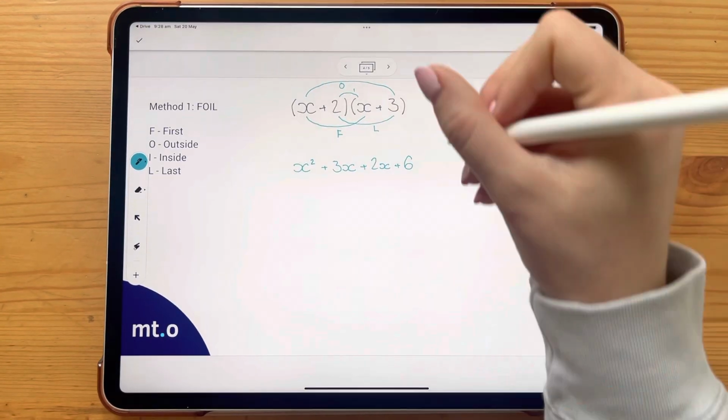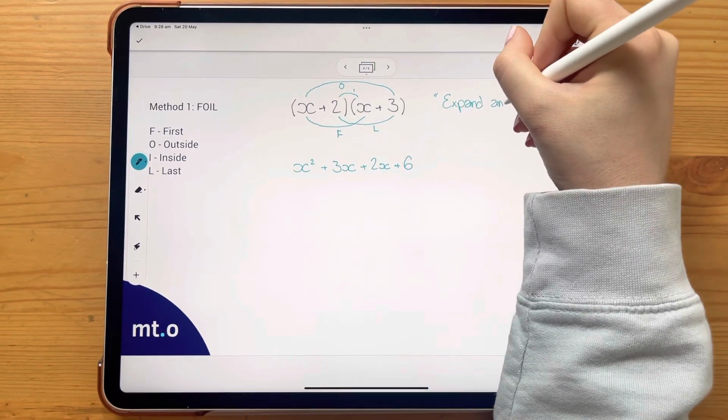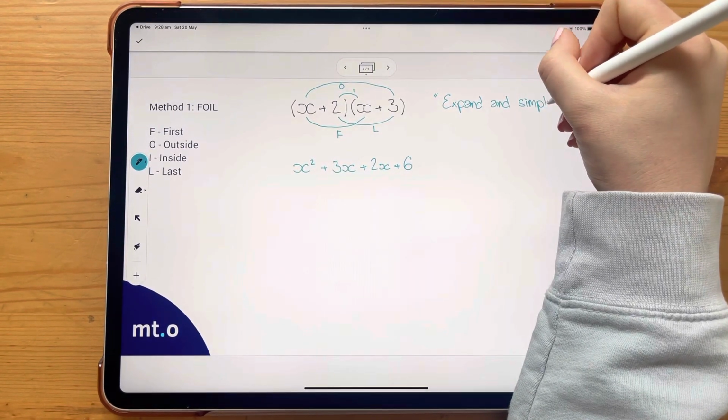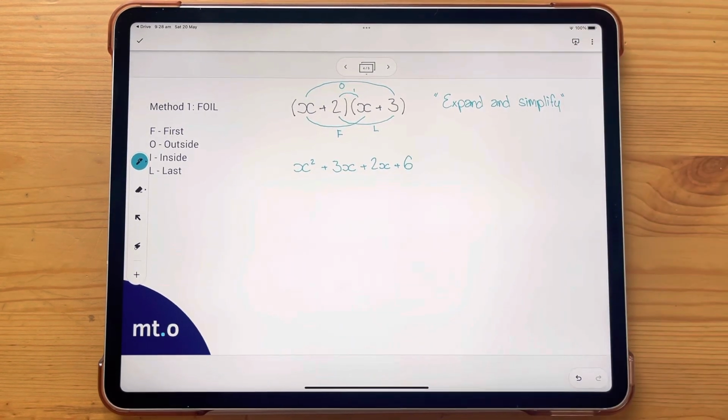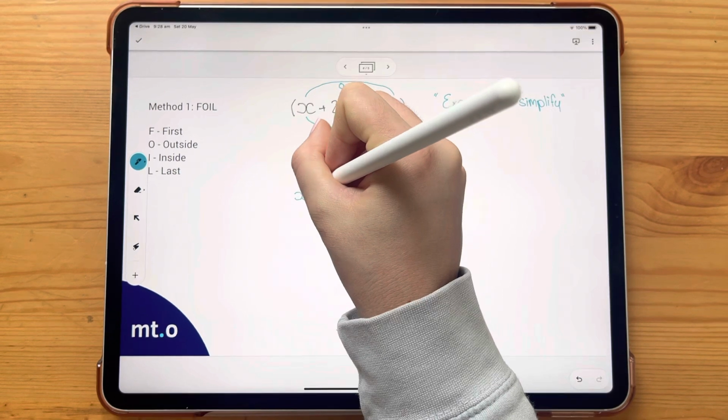Now, a lot of questions will ask you to expand and simplify the brackets. So we've done the expand part, and now we need to look at how we can simplify this. And the way that we do that is by collecting like terms, so putting things that are the same together. Firstly, we'll look at the x squared, and we've only got one lot of x squared, so that's just going to be x squared on its own.